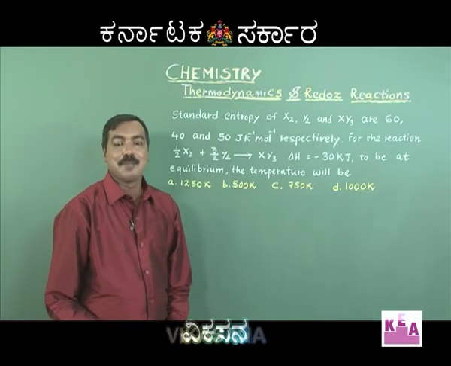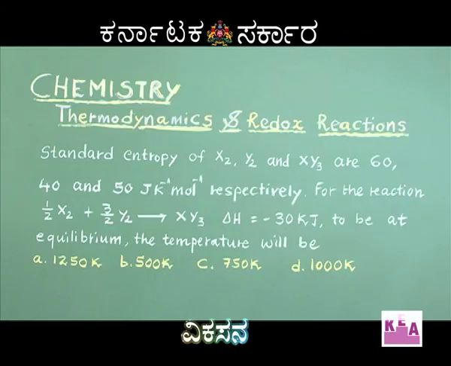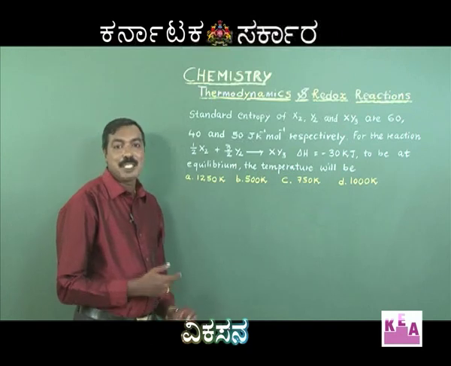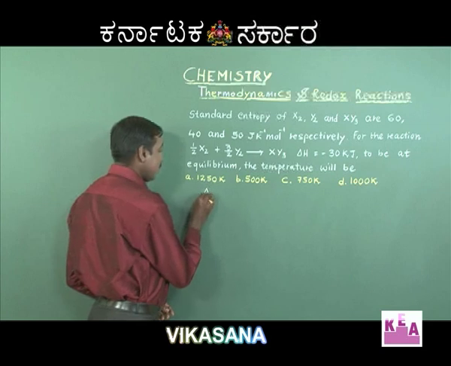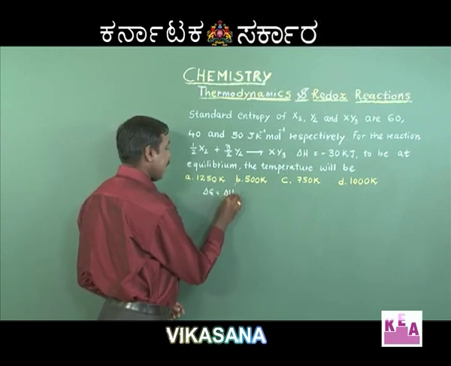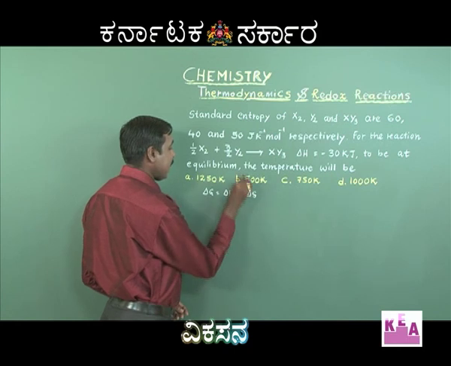Connecting to my Gibbs equation, we shall solve another problem. The standard entropies of X2, Y2, XY3 are 60, 40 and 50 joule per Kelvin per mole respectively. For the reaction as given, delta H is equal to minus 30 kilojoules. To be at equilibrium, what would be the temperature? As it is connecting entropy and enthalpy, let me use my Gibbs equation. The Gibbs equation, as you are aware, delta G is equal to delta H minus T delta S.